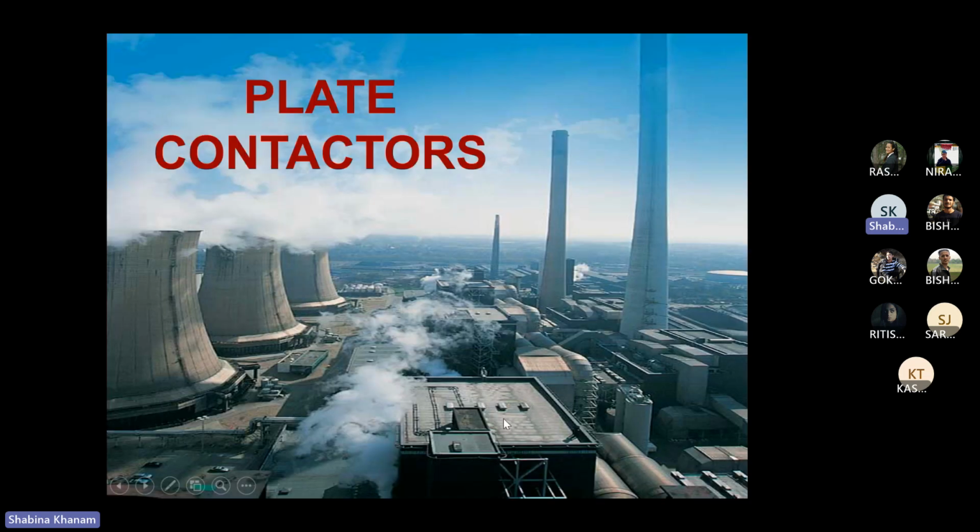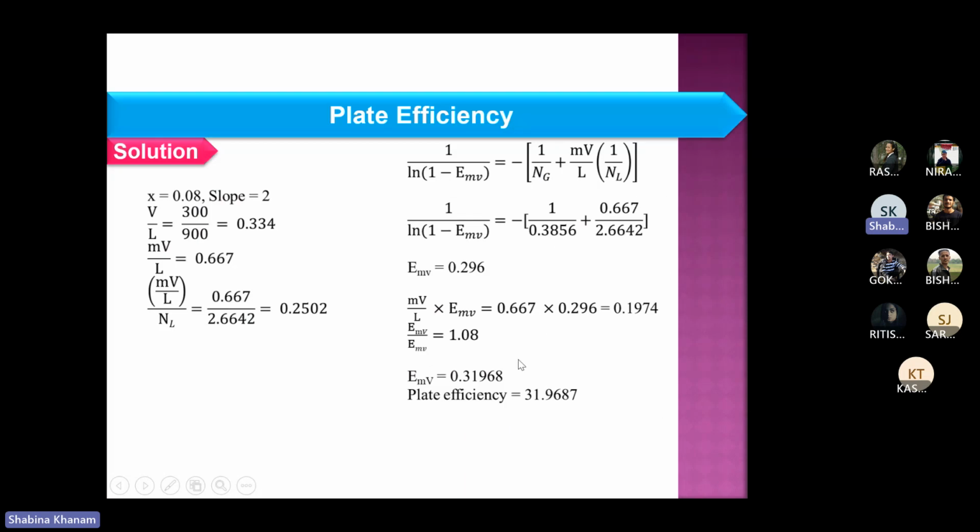Okay, so you can find out EMV by EMV, that is, you can see from the graph, which is coming as 1.08, and using this ratio, you can find out plate efficiency, which is coming out as around 32%. Okay, but here the calculation you need to change with slope 2, with slope 3. Okay, so that you can consider, but the procedure, I hope it is clear to you.